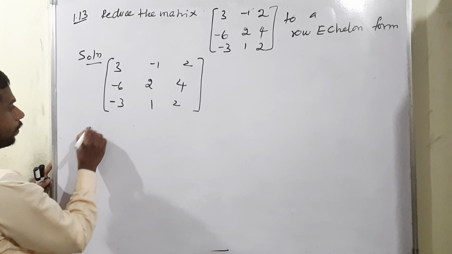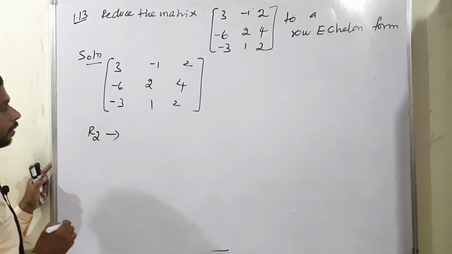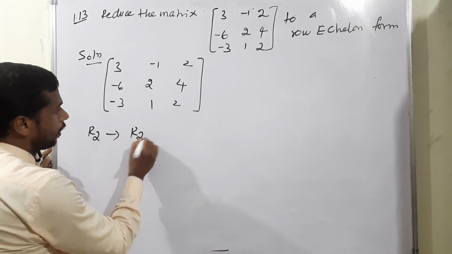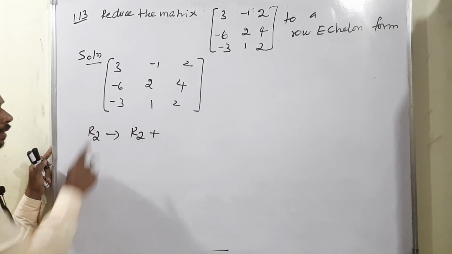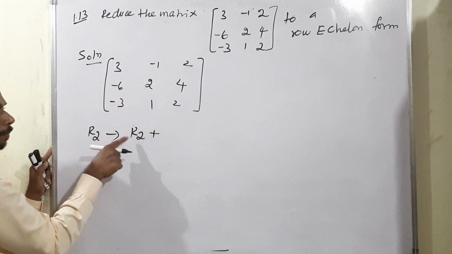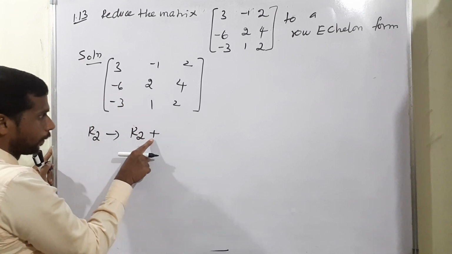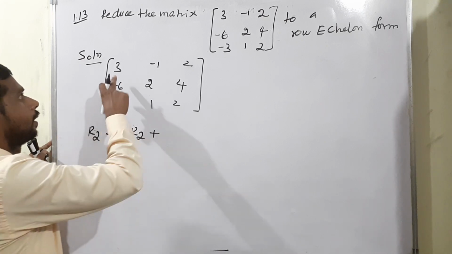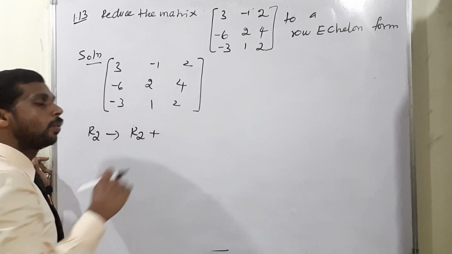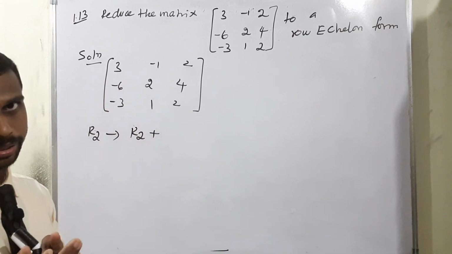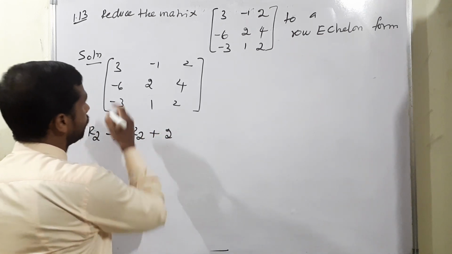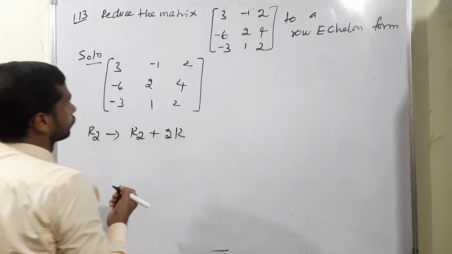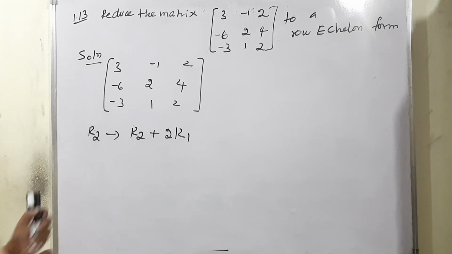So the second row, R2, we have to make it zero. There, minus 6 plus 6 means it will be added and 0 will come. So R2 plus, the next one already 3 is there, and to make it 6 we need 3 into 2. So we can write R2 plus 2 into R1.